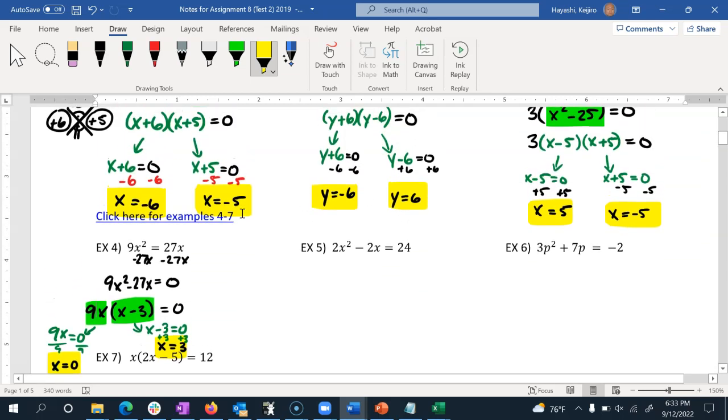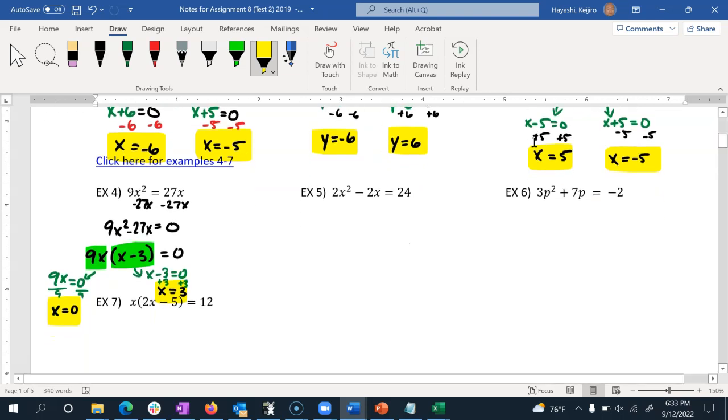So just take a second and notice how that was a little different from the previous one, where there was the 3 in the beginning. The 3 in the beginning didn't become anything. But the 9x in example 4, because it had an x, it led to a second solution.